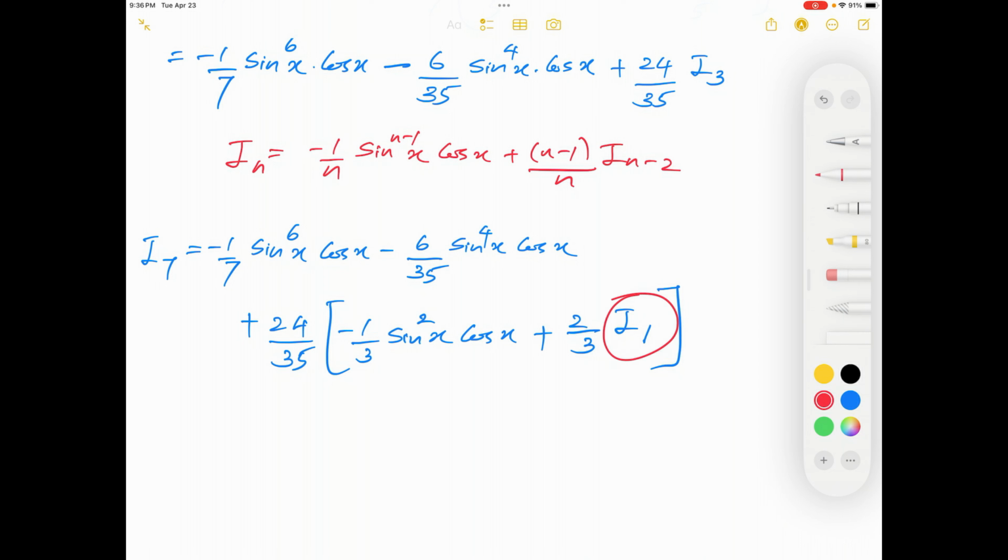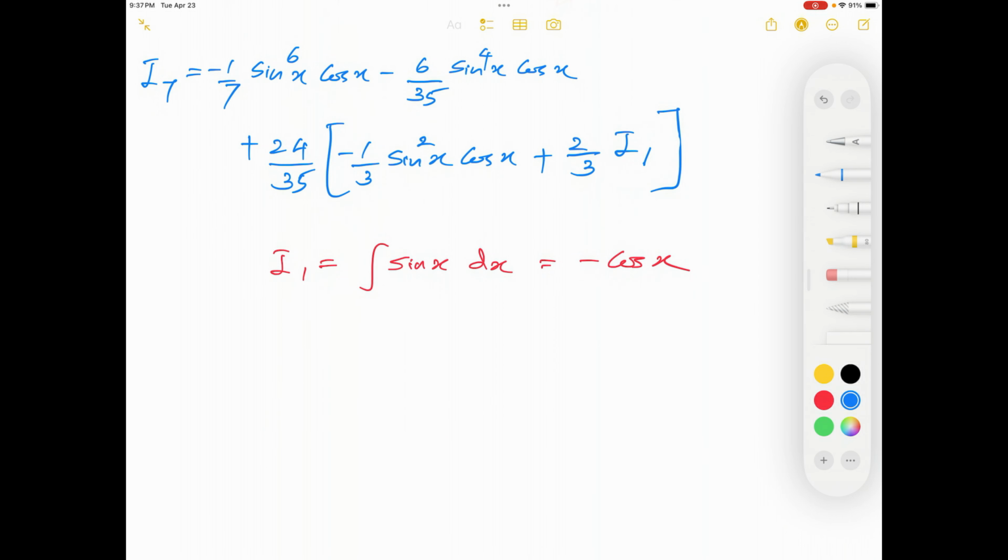Now I need I sub 1. I sub 1 is the integration of sine x, which is negative cosine x. Now we are all set to write down the final answer.